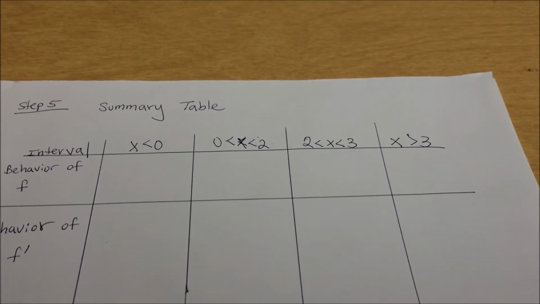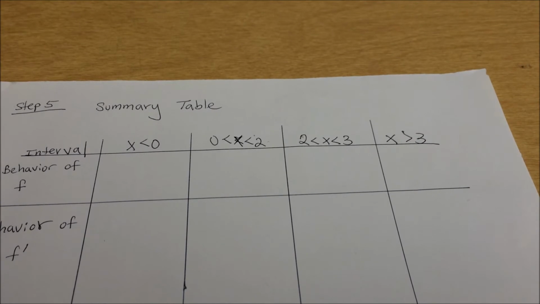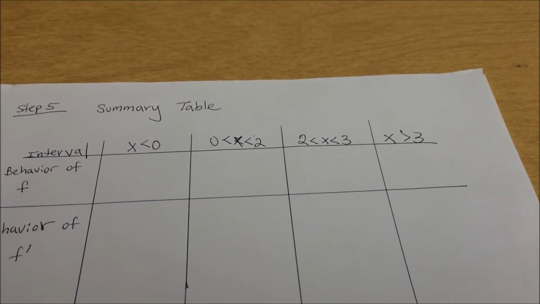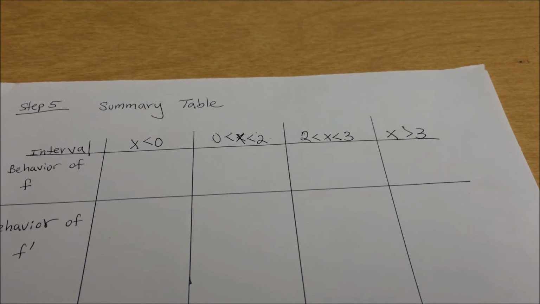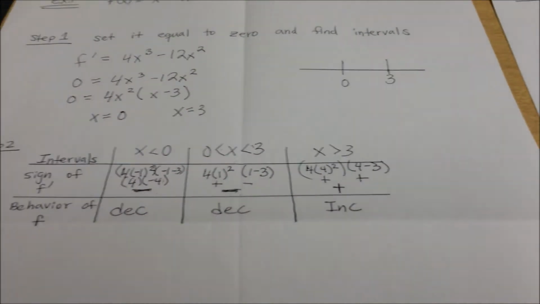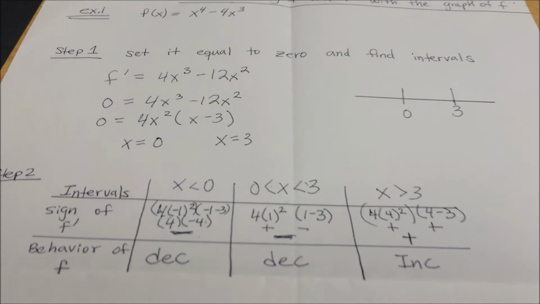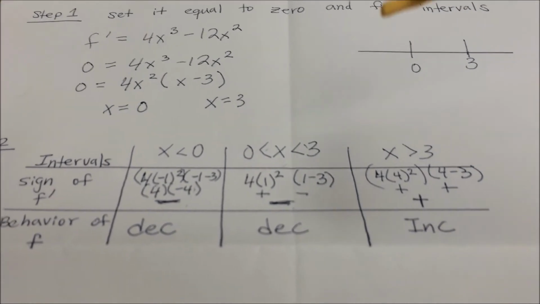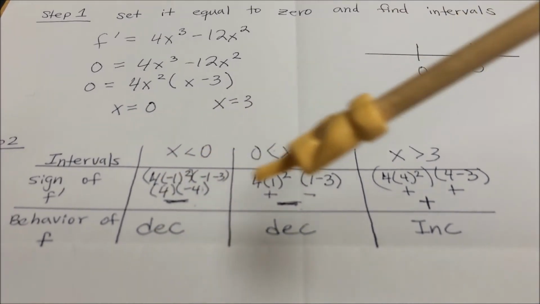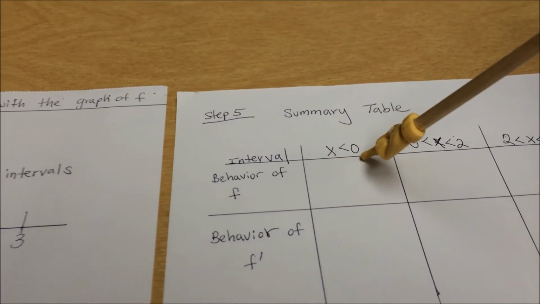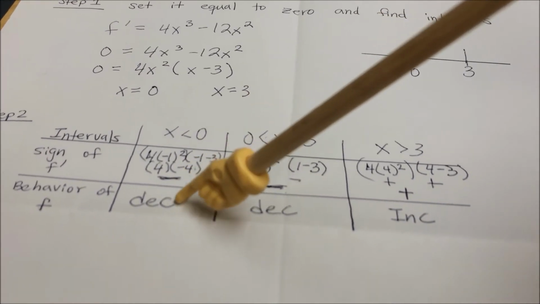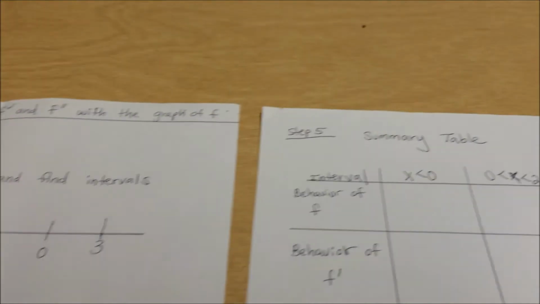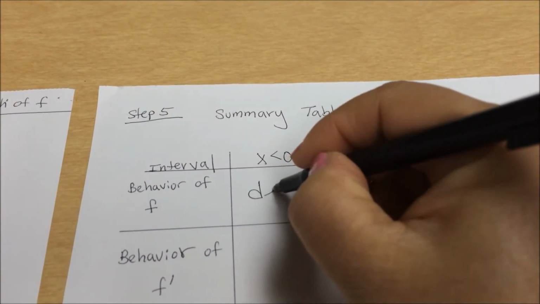Now, from there, all we're going to do is go back to the tables that we used for the behavior for f and also the behavior for f prime, and use that to figure out the rest of this. So again, this is the behavior of f. So from here, we have decreasing, decreasing, and increasing. So when x is less than 0, we have that on this chart. So that's easy. So then we could just write decreasing.